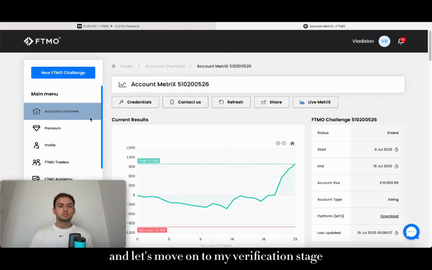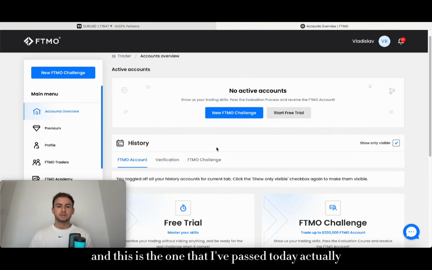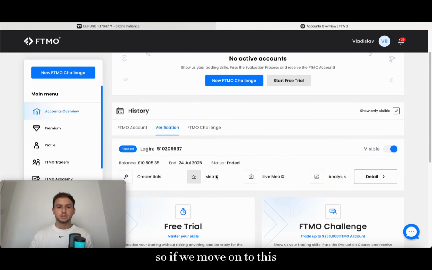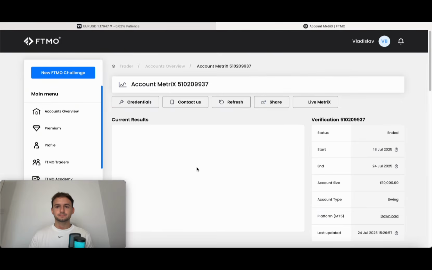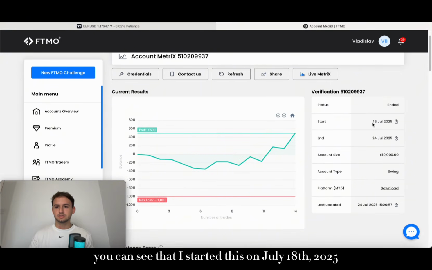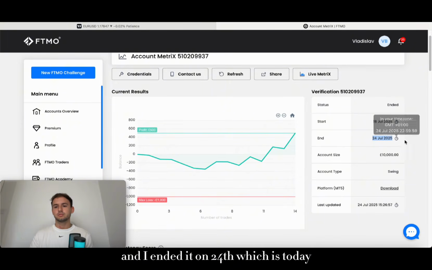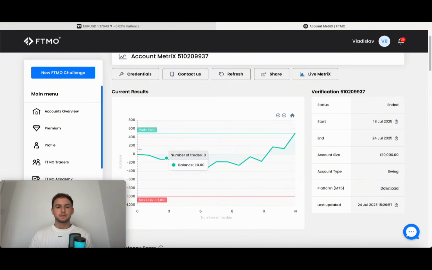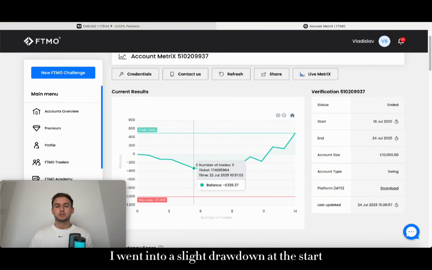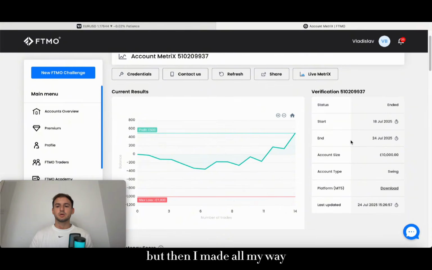And let's move on to my verification stage, which is the most important part, I'd say. This is the one that I've passed today actually. So if we move on to this, you can see that I've started this on the 18th of July 2025 and I ended it on the 24th, which is today. So this is my equity curve. Again, I went into a slight drawdown at the start, but then I made all my way back up.